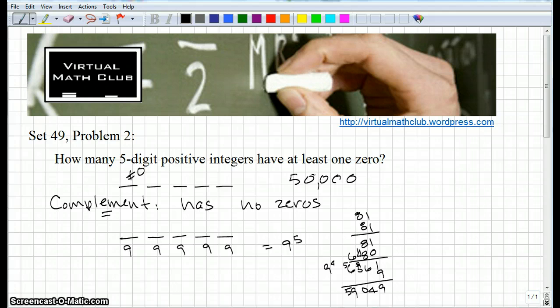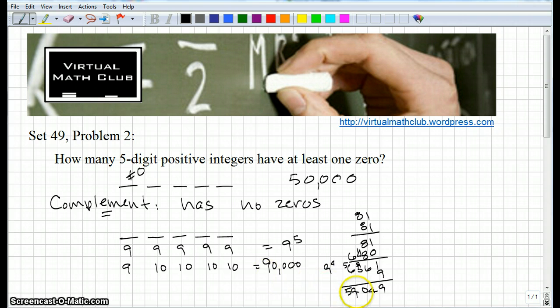Now we want to figure out how many have at least one. So basically what we need to take is the whole and subtract 59,049. So how many 5-digit integers are there total? Well, we'd have 9 choices for the first digit, right? But for the last 4 digits, we'd have 10 choices because we could include 0, right? So 10 choices for each of the other ones. So that's going to give us 90,000. Okay, so there's 90,000 5-digit positive integers.